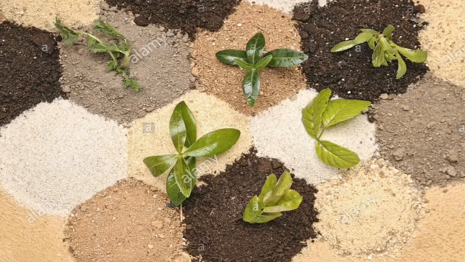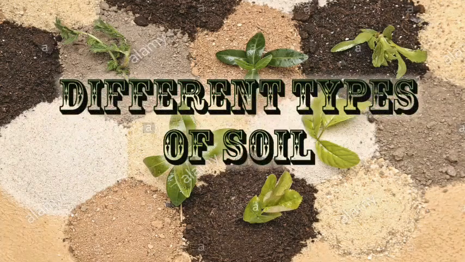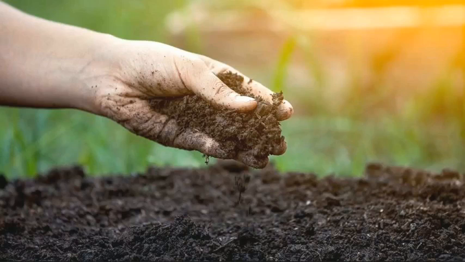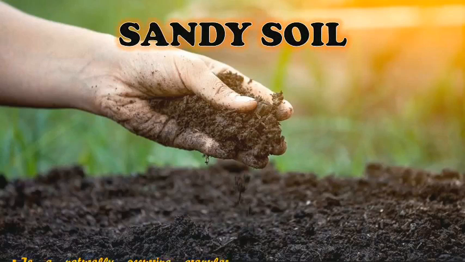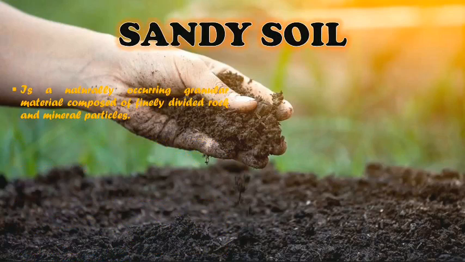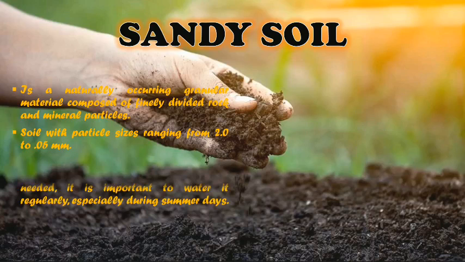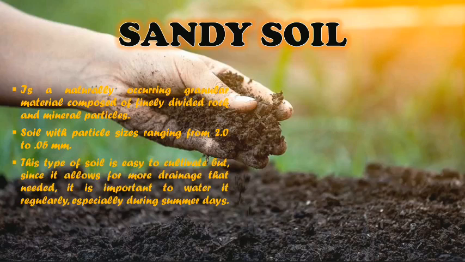Next, let's identify the different types of soils. The first type of soil is the sandy soil. Sandy soil is a naturally occurring granular material composed of finely divided rocks and mineral particles. The sandy soil is a soil with particle size ranging from 2.0 to 0.5 millimeters. This type of soil is easy to cultivate, but since it allows for more drainage than needed, it is important to water it regularly, especially during summer days.